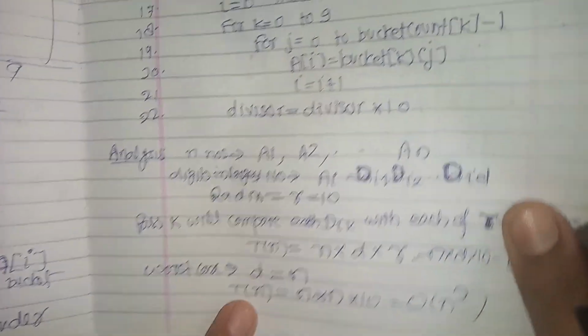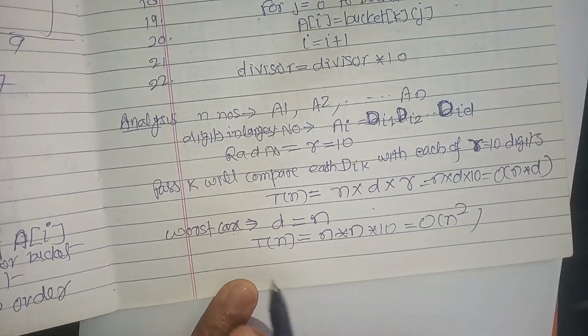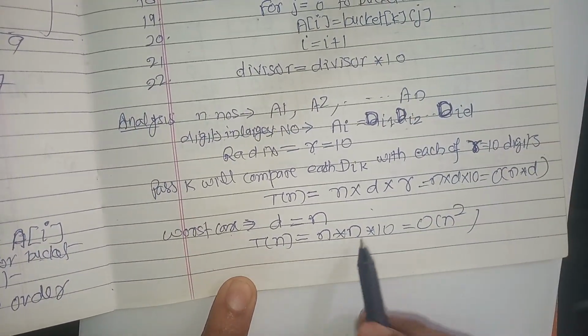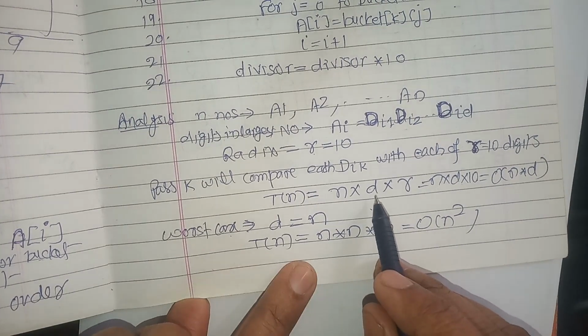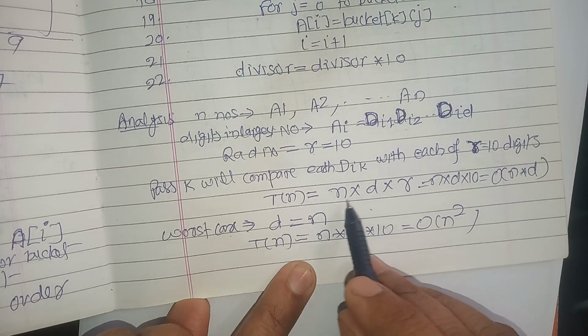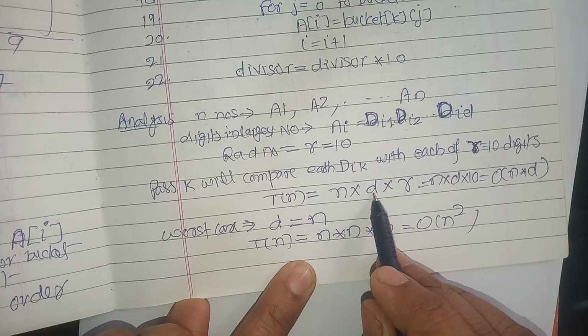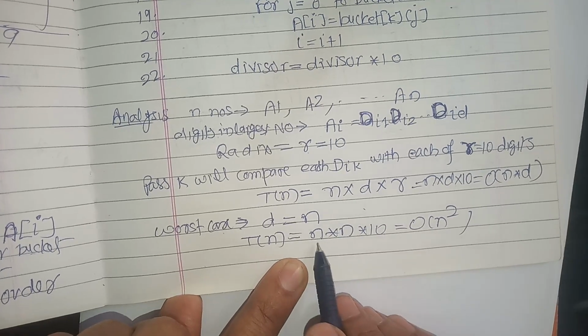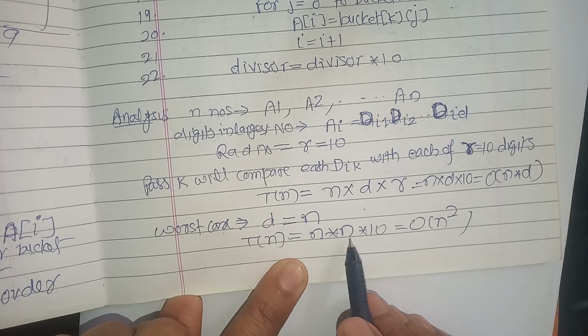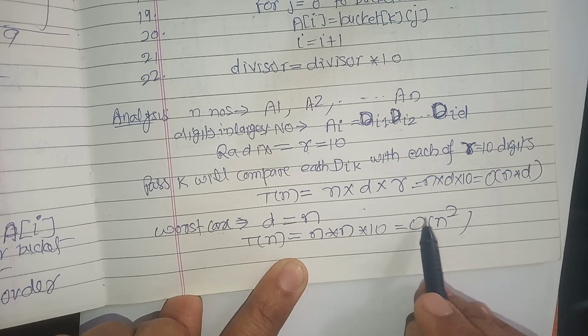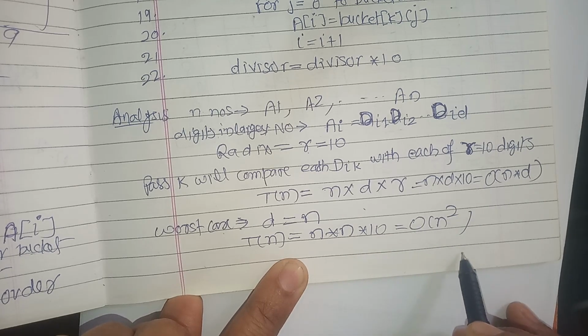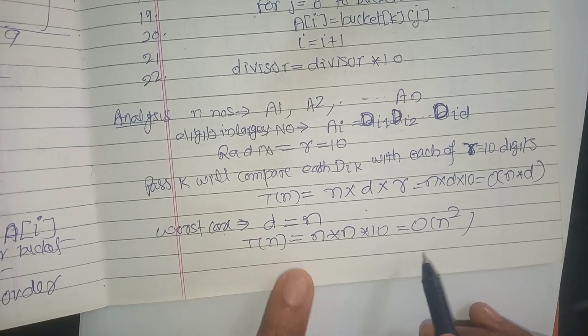Now we will find the worst-case complexity. In the worst case, d will reach n, that is the number of digits will reach the number of values n. So it will be n into 10. So order of n square would be the complexity of this sort.